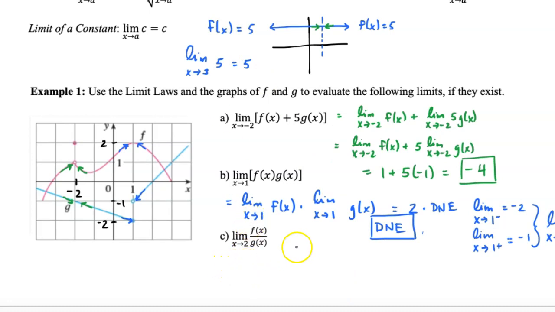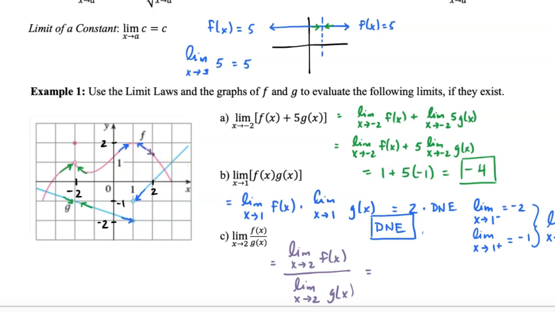We can split this up into the limit as x approaches 2 of f of x, and we can divide by the limit as x approaches 2 of g of x. And so as x approaches 2, so now I'm looking at where x is equal to 2, which is right here. I'm looking at the curve f of x, and I see that as x approaches 2 from the left, I'm getting closer and closer to this value.